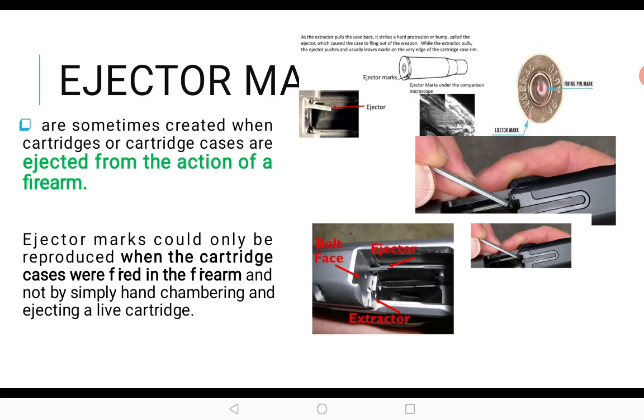Again, ejector marks could only be reproduced when the cartridge cases were fired in the firearm and not by simply hand chambering and ejecting a live cartridge. It should be fired. So, ejector marks, the extractor pulls the cartridge cases out of the firearm's chamber. Now, as the cartridge case is pulled to the rear, it will be struck somewhere on an opposing edge by a part, as seen below, yung tinatawag nating ejector. Yung ejector kasi, that is designed to expel the cartridge case from the action of the firearm. The resulting impact of the cartridge case with the ejector will cause another action mark that can be used as a means of identification.